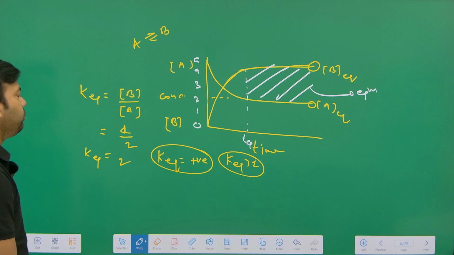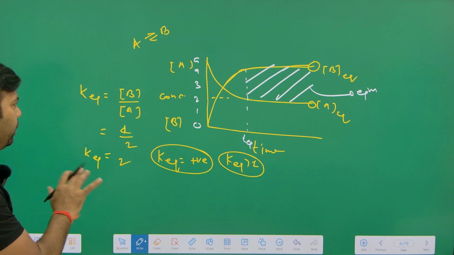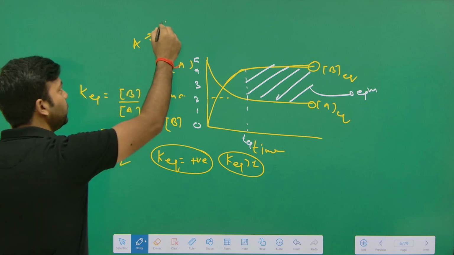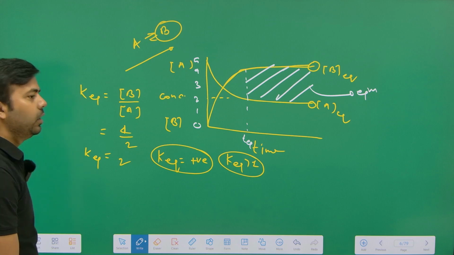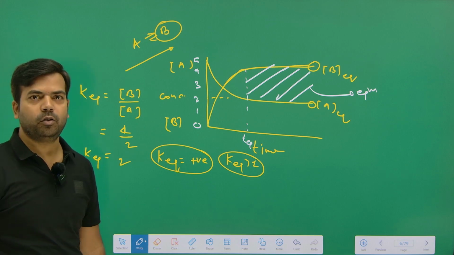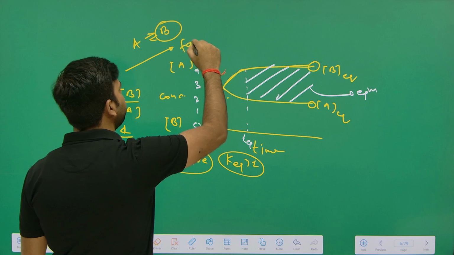So positive value means greater than 1. Clear? So positive, what does it mean? Positive means, and also B is high. So B is high means the reaction is favored on the product side, which means it is in the forward direction. Okay, it is favorable in a forward direction. So this is in forward.